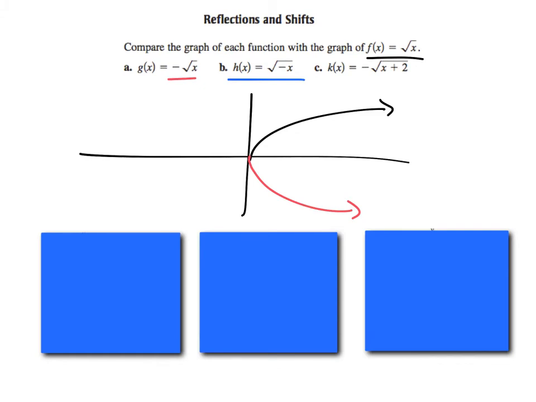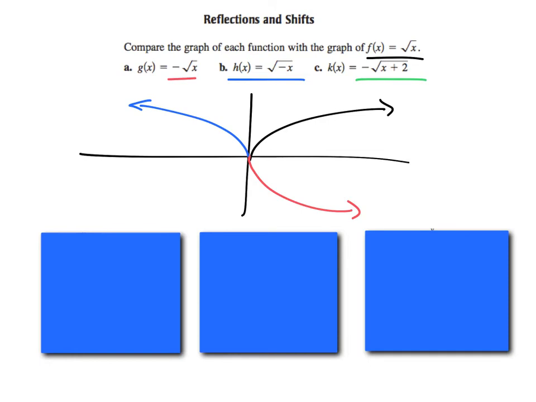And then let's do this one. What changed here? The x changed. So that one's a reflection over the y-axis. So that one goes that way. All right. I need a new color. Green.